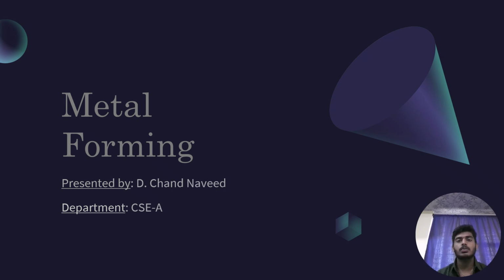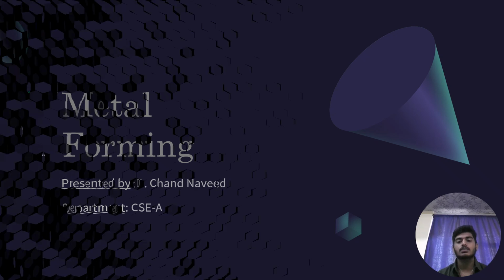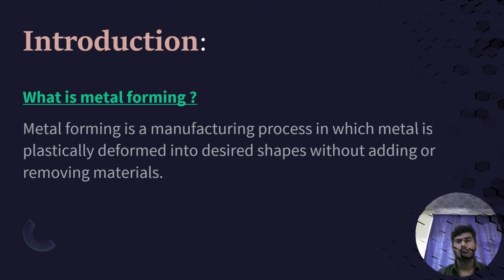Today I am going to present a topic on metal forming, an important manufacturing process used in industries to shape metals into useful products. Metal forming is a manufacturing process where metal is plastically deformed into the required shape without adding or removing material. It mainly depends on temperature, force, and ductility of the metal.